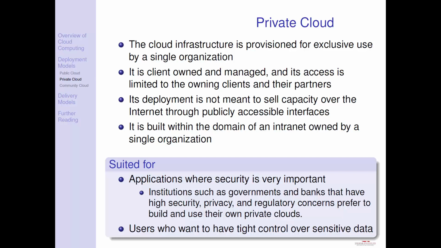So the difference between public cloud and private cloud is that a public cloud is open for all, and the data center is owned and managed by a cloud provider, whereas in a private cloud the data center is owned and managed by a single organization, and the services of the cloud are also meant for all the users associated with that organization.